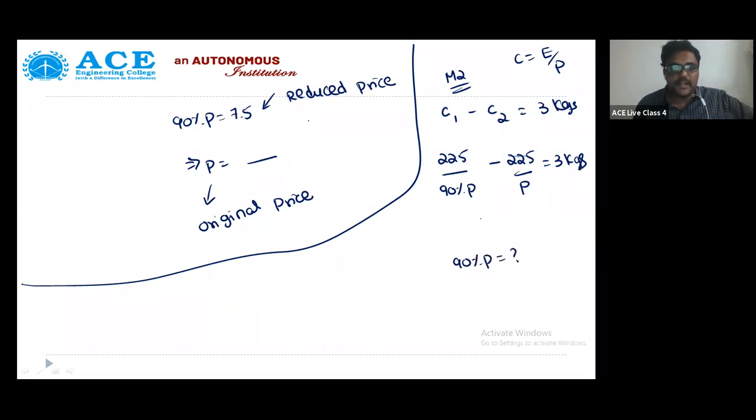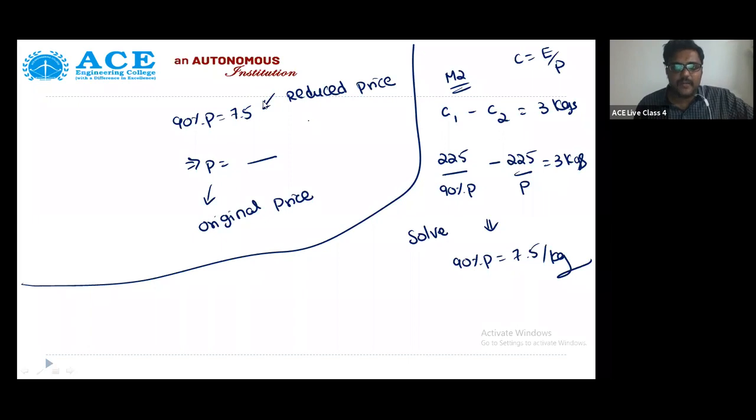My dear friend, this is the alternate method. Difference between consumptions is 3 kgs. Consumption is expenditure by price. You can do this equation solving. You can find what is 90% of P, because after reduction, right, this will give 7.5 actually. Solve. You can find 90% of P is nothing but 7.5 per kg. Got it, my dear friend? Somebody is asking about the equation method.